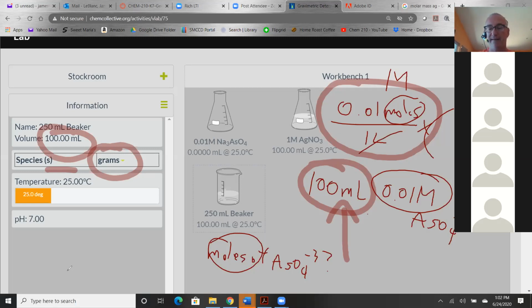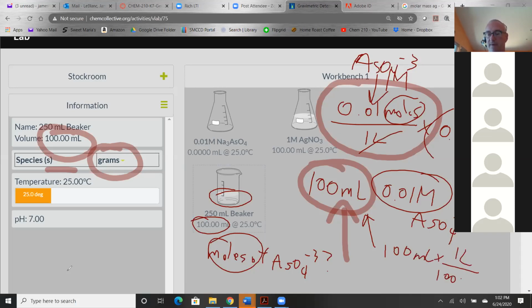And the volume we're adding is this. This is the concentration of arsenate, right? This is our concentration of AsO4 minus 3. So we need to multiply it by the volume of our arsenate. And the volume is 100 mils. And 100 mils is 0.1 liters, because there are 1,000 mils in a liter. So 100 mils times 1 liter over 1,000 mils equals 0.1 liters. So this is what we want to use.